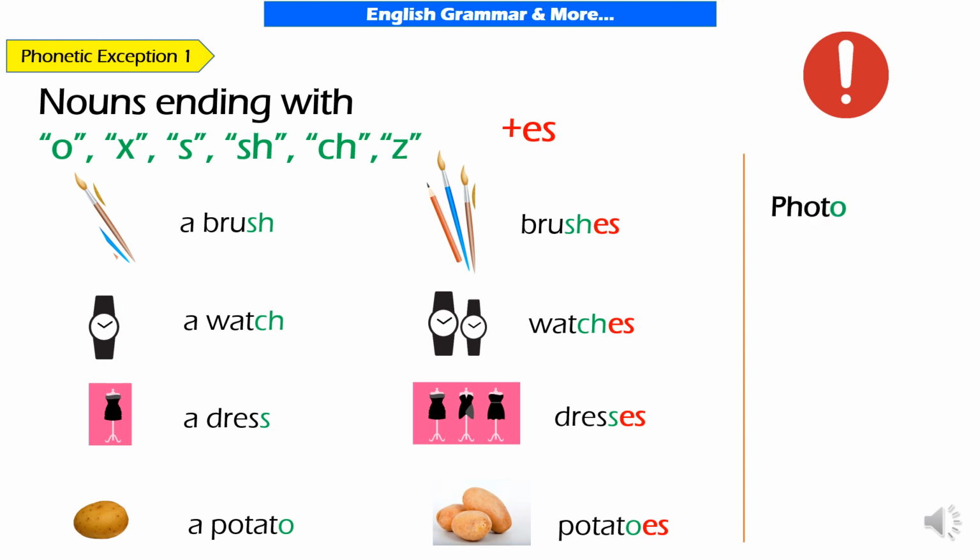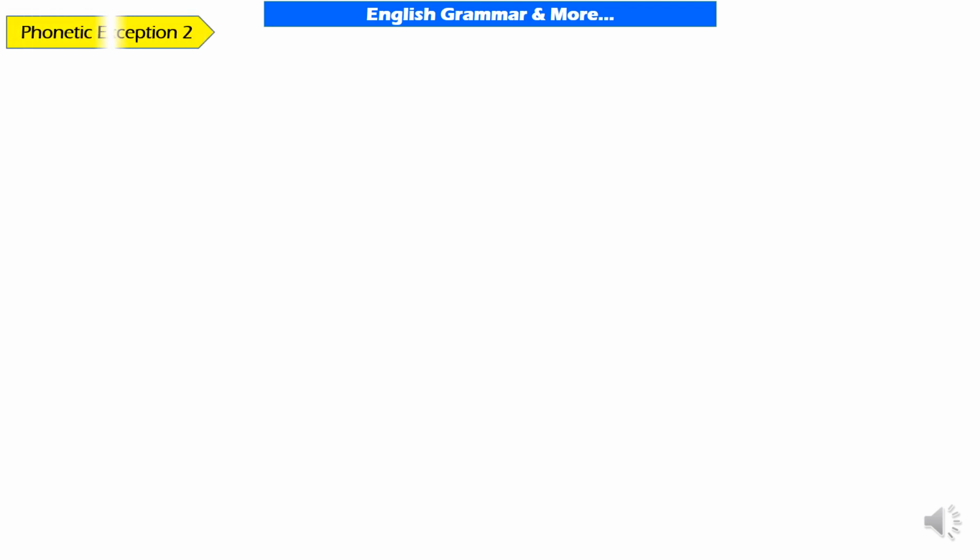These are the words photo and piano. Despite ending with the letter O, whenever we pluralize these nouns, we simply add S to the end of these nouns. For example, photo, photos. Piano, pianos. Exception number 2.